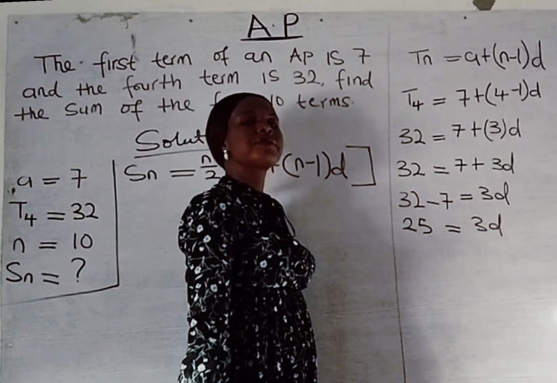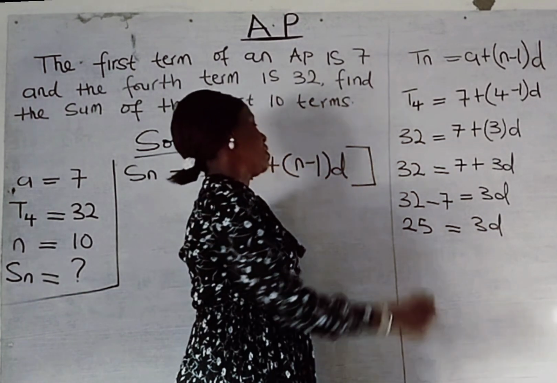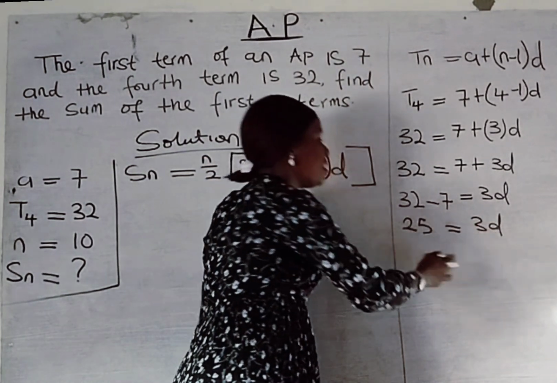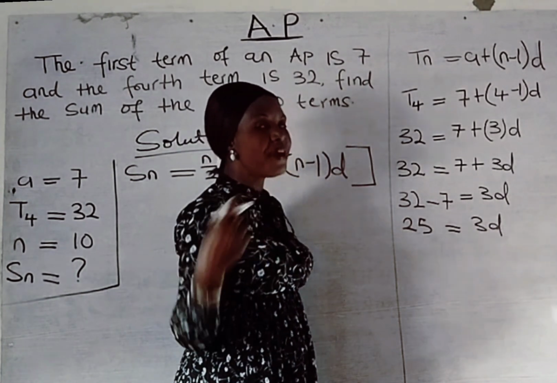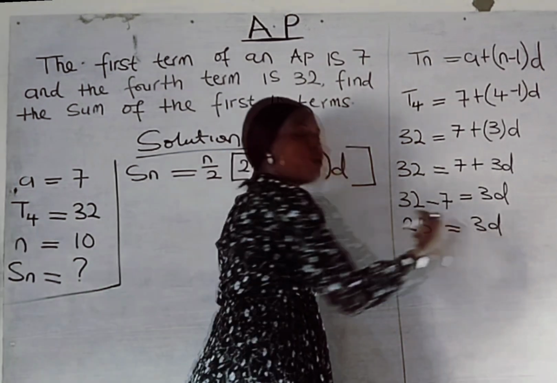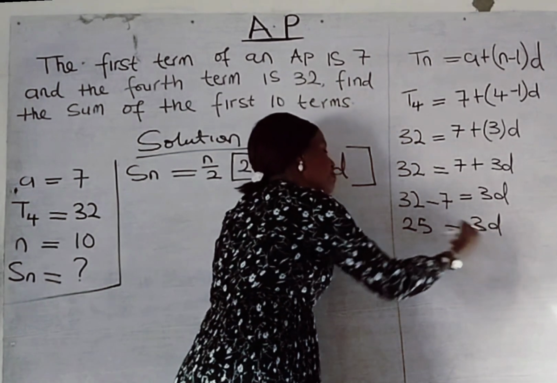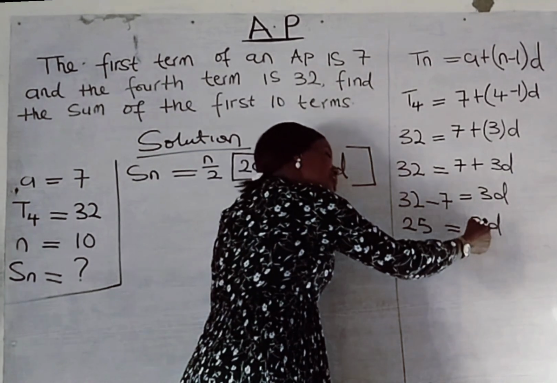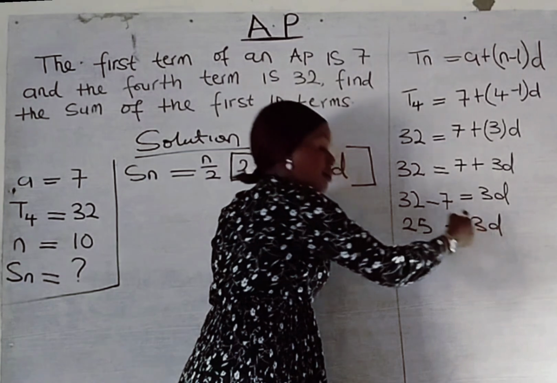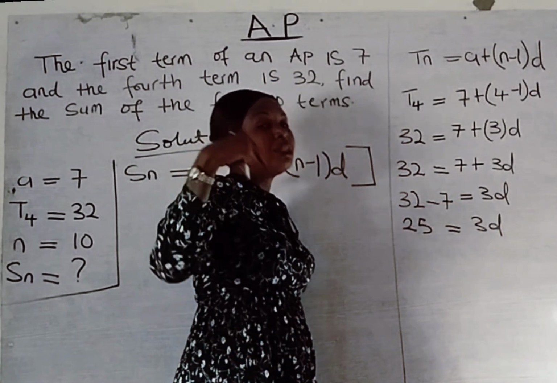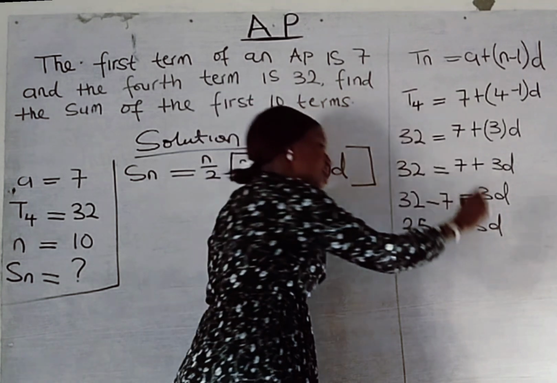Once mathematics comes to this level, the only thing remaining is to divide. And because I'm looking for the value of d, I will do what now? I'll divide both sides of this equation by the coefficient of d, which is 3. Why? So that d can stand alone. Then you know the actual value of d.